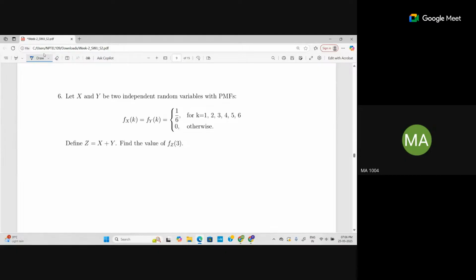This one. So here you are given x and y, which are two independent random variables, and their PMFs are given. Then we are defining a new random variable z as x plus y, and we have to find this value. The range of x and y is the same in this question. Both the PMFs for x and y are the same, and the range is also the same.